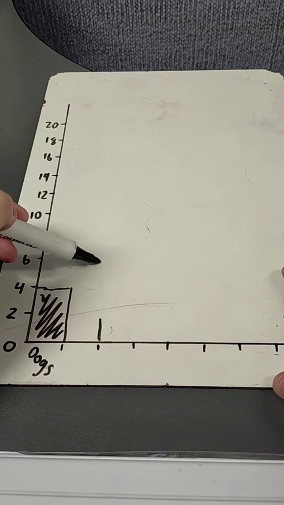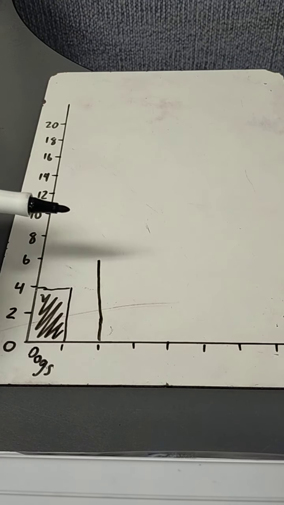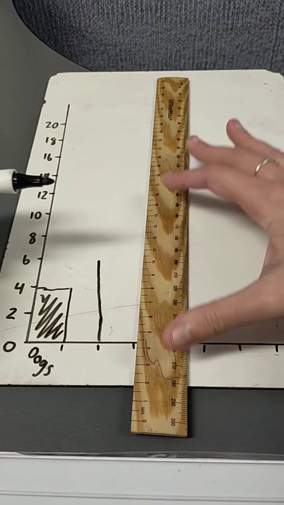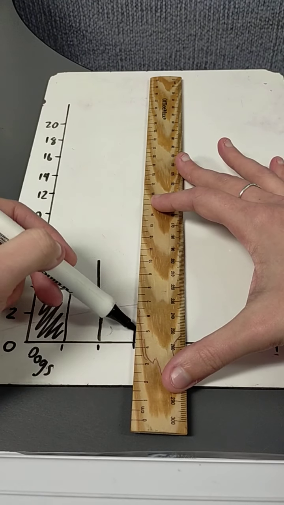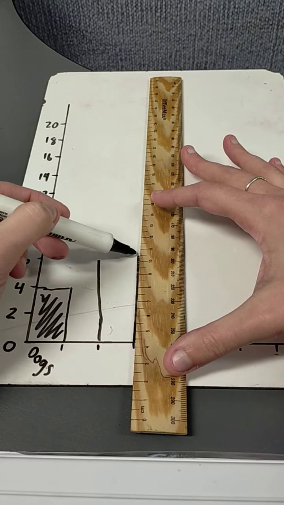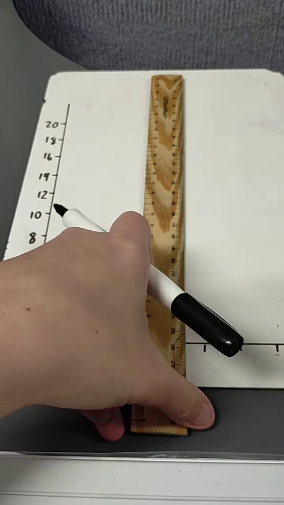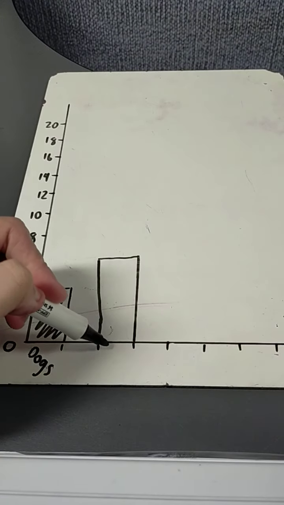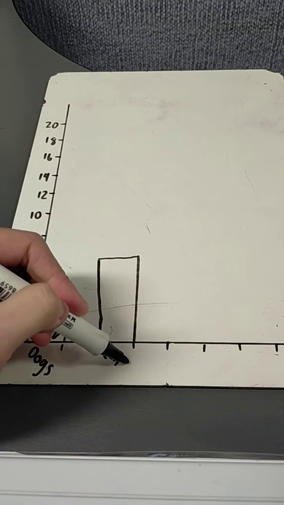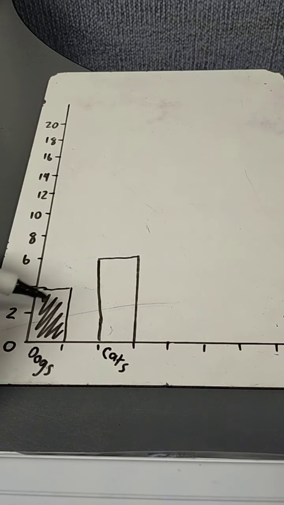So let's say 6 is the next. Should be doing this with my ruler. A bit hard with whiteboard marker though. Let's say 6 people liked cats. Then I would write cats in here. So see how you've got the gap between each one? That's the important bit about a single column graph.